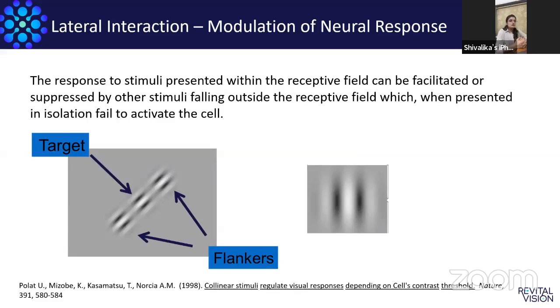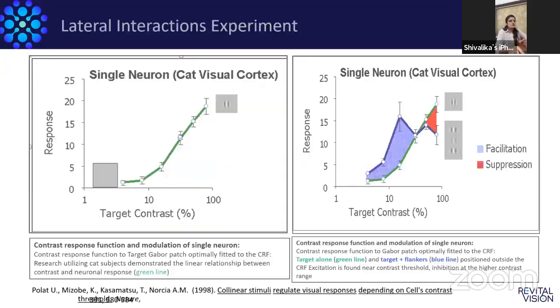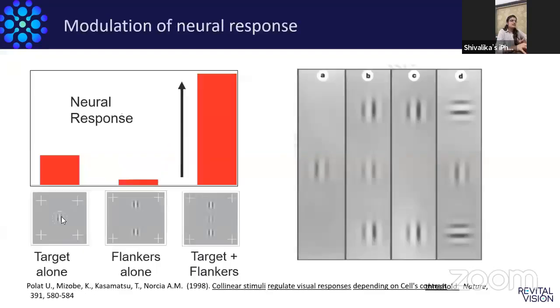With just that single Gabor patch, he added two more next to it, just adjacent to the receptive field, to understand what happens in the brain's processing. He realized that when a single target alone was presented, there was a certain neural response. When the flankers alone were presented, the neural response was much lesser. But when he combined the target with the flankers, the neural response was much, much higher than the very first one.